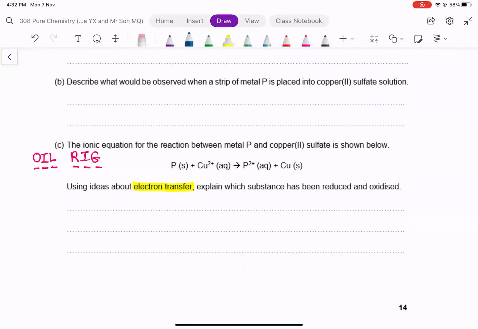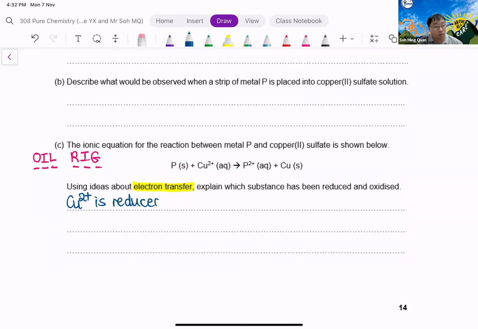Cu2+ is reduced as it has gained electrons to form Cu. Okay, good. So Cu2+ is reduced. How do I know that? As Jet mentioned, it has gained electrons to form Cu, right?